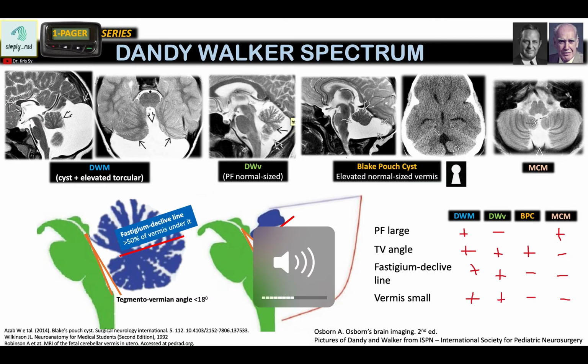Now let's take a look at some of the examples. For Dandy Walker malformation, again, recall the pathology, ballooning out of the fourth ventricle because of a developmental anomaly. The ballooning of the fourth ventricle gives you a high position of the torcula or confluence of sinuses here.